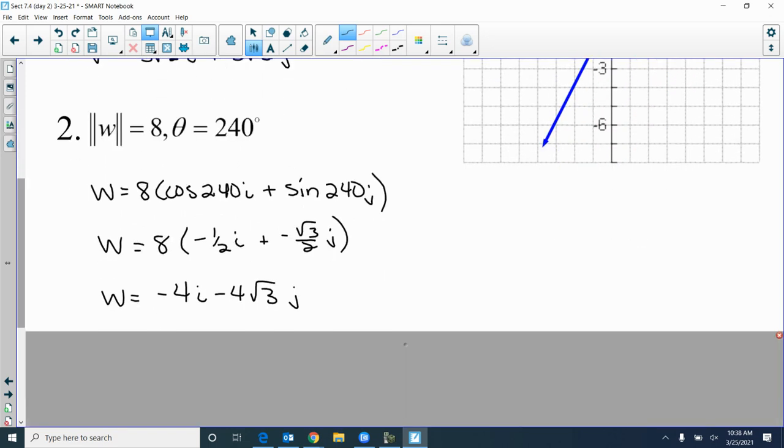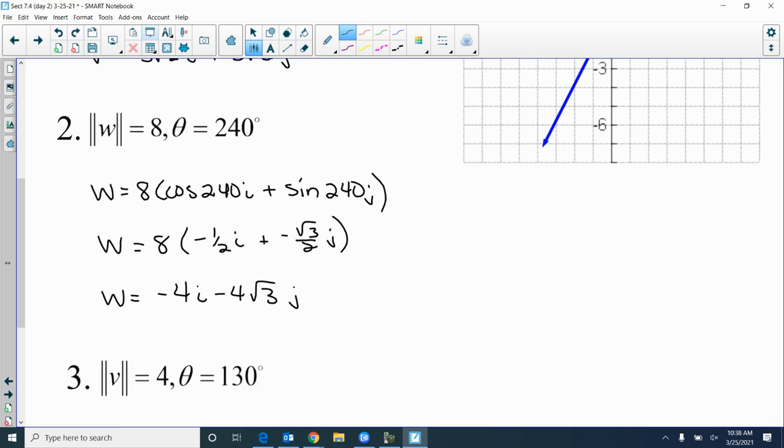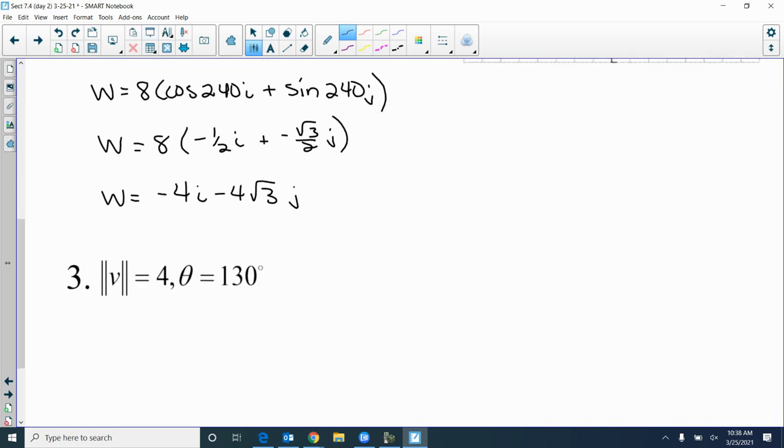Now there is a third one. The third one is V. V has a length of 4 and an angle of 130 degrees. Is 130 degrees a unit circle angle? Nope, you're going to have to use your calculator and round to the nearest hundredth. So we have a vector with a magnitude of 4 and an angle of 130 degrees. We want to write it in this IJ form. Once we get it in IJ form, it's a lot easier to add and subtract vectors together.